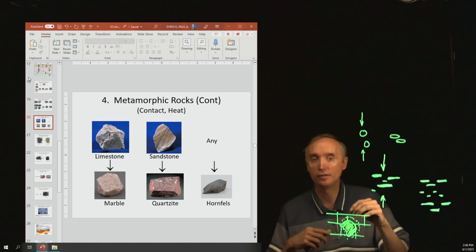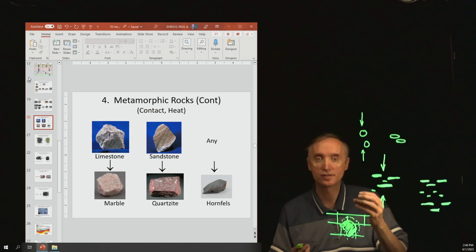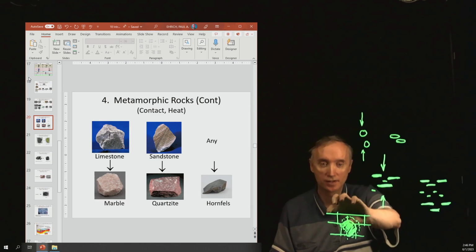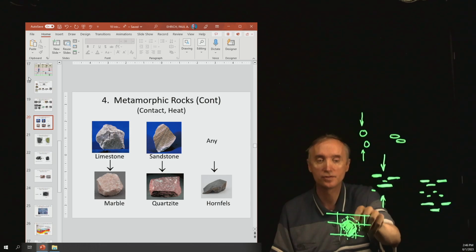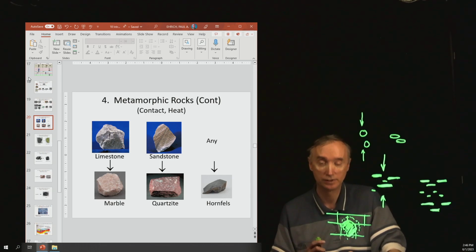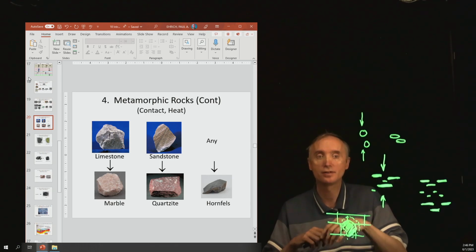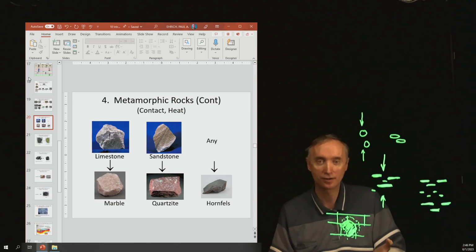Sandstone is made of quartz. So if it's a sandstone that is surrounding a magma chamber, the sandstone will metamorphosize into quartzite. And then basically any other kind of rock, if it is contact metamorphosized, we refer to it as a hornfels when that happens.